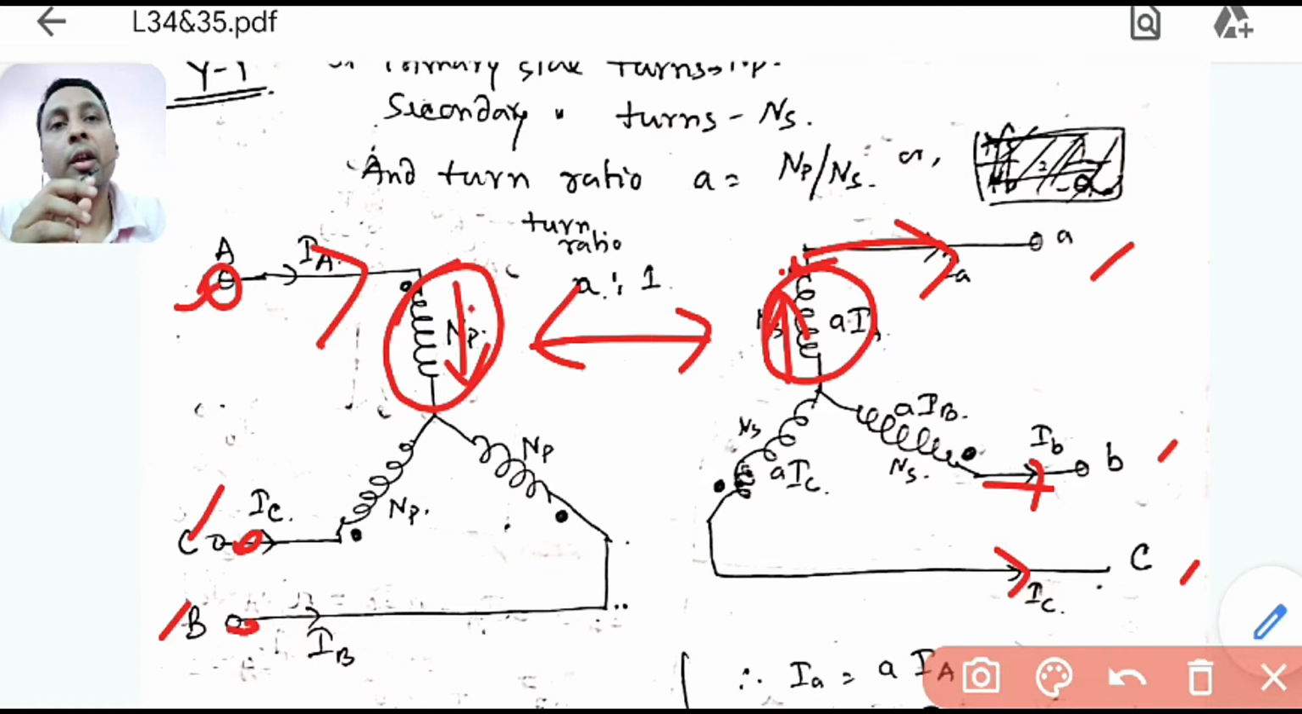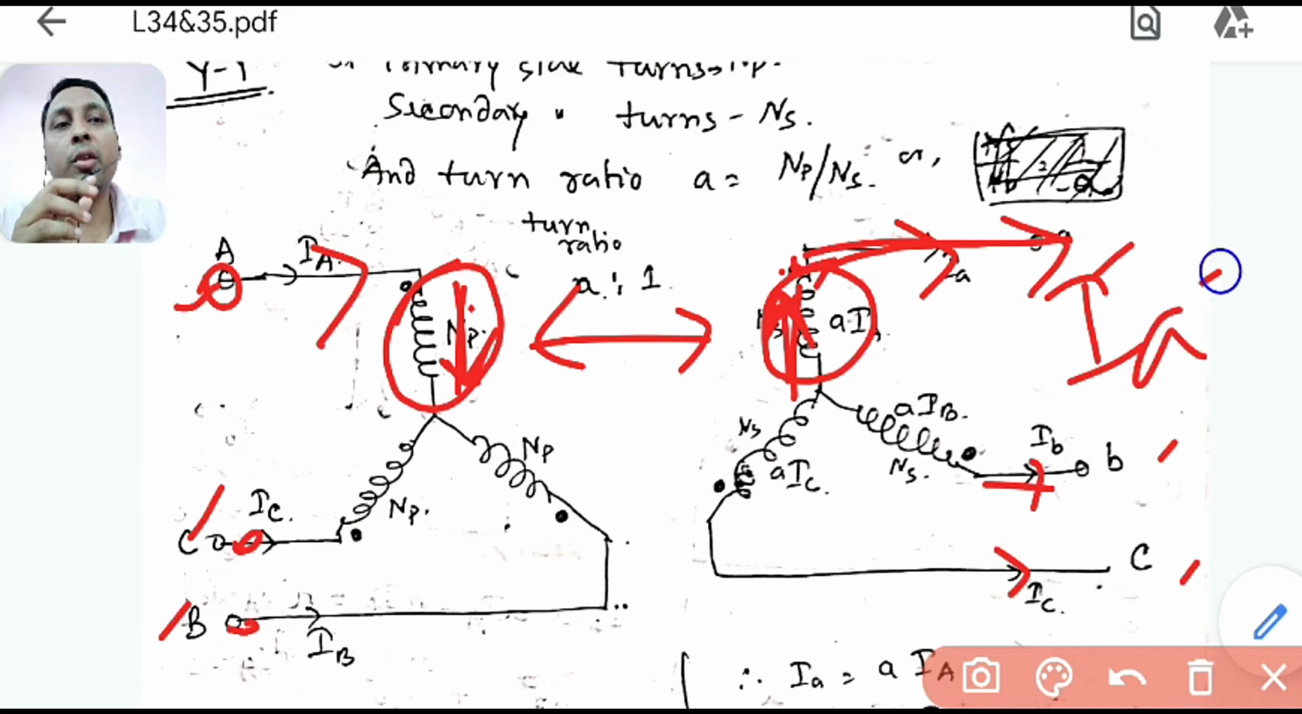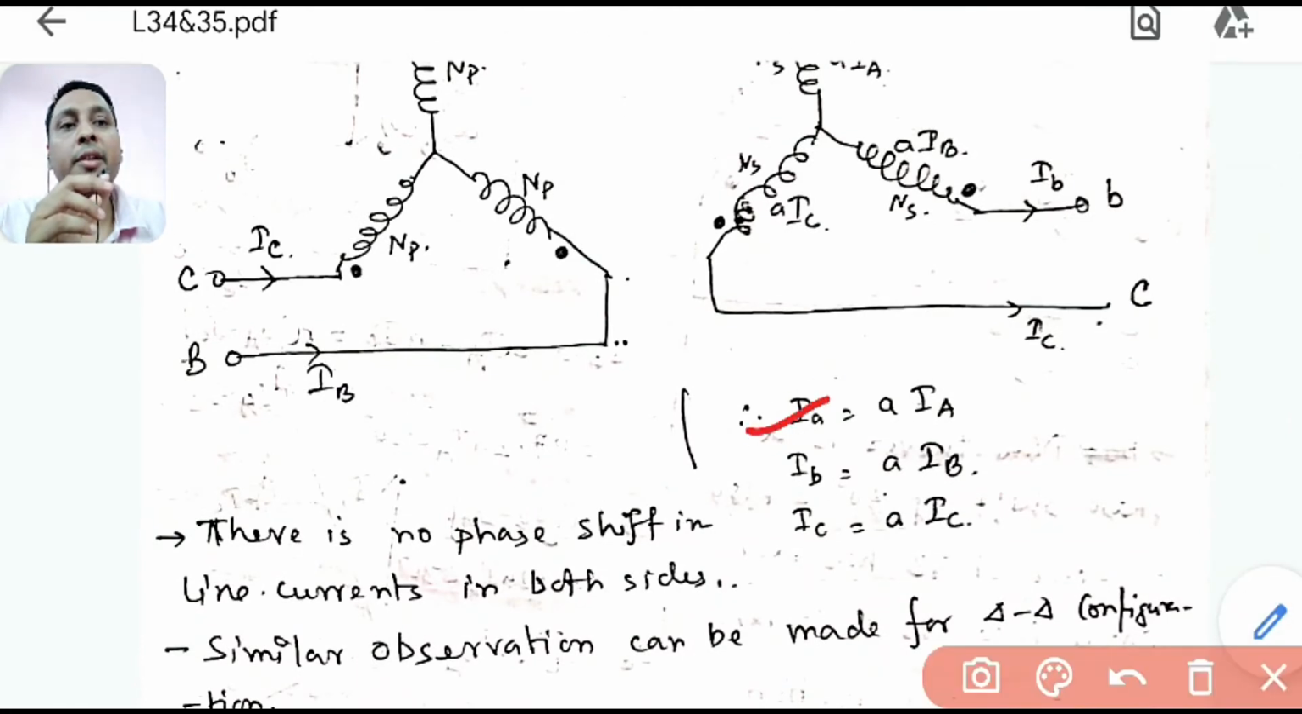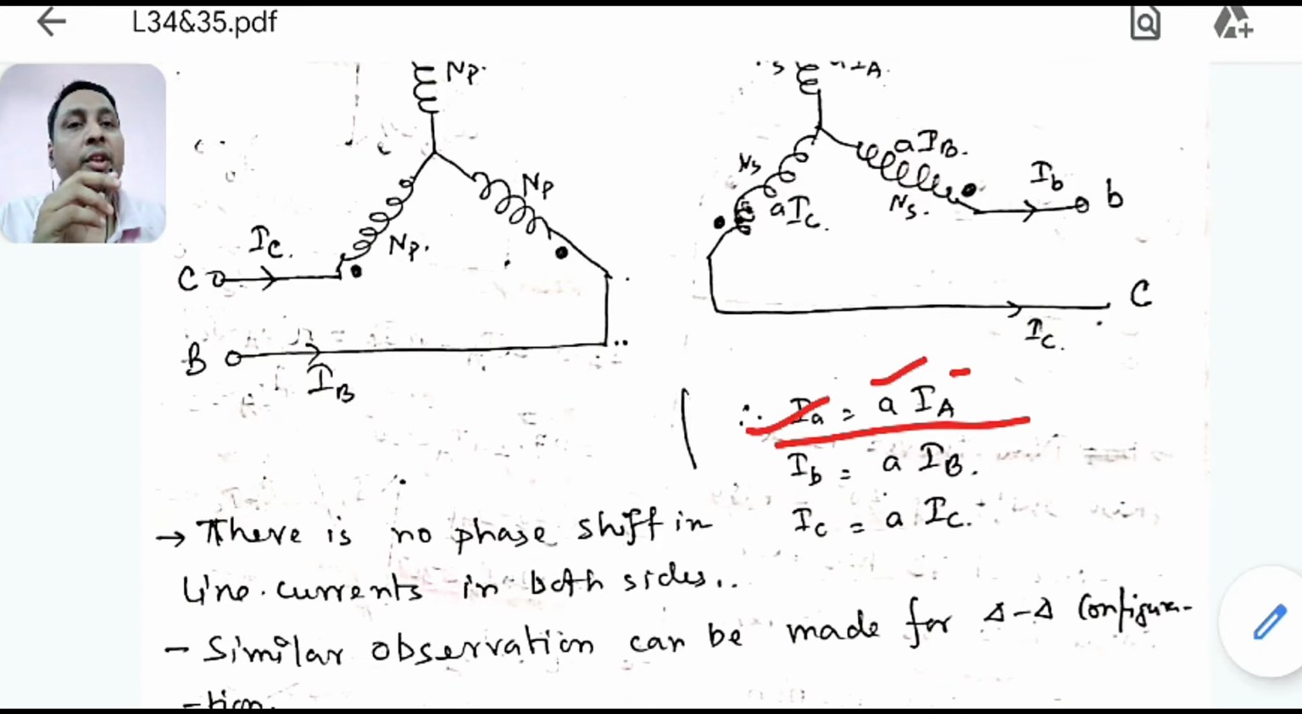So here the current IA is flowing, and here an IA will come out. Now you see your connection is a simple connection, so the same current flows out. Your small IA will be equal to A into capital IA, because the ratio is A. As you can see, the connection is simple, so your small IA, that is the secondary current, is A times your IA current. So there is no phase shift between these two currents.